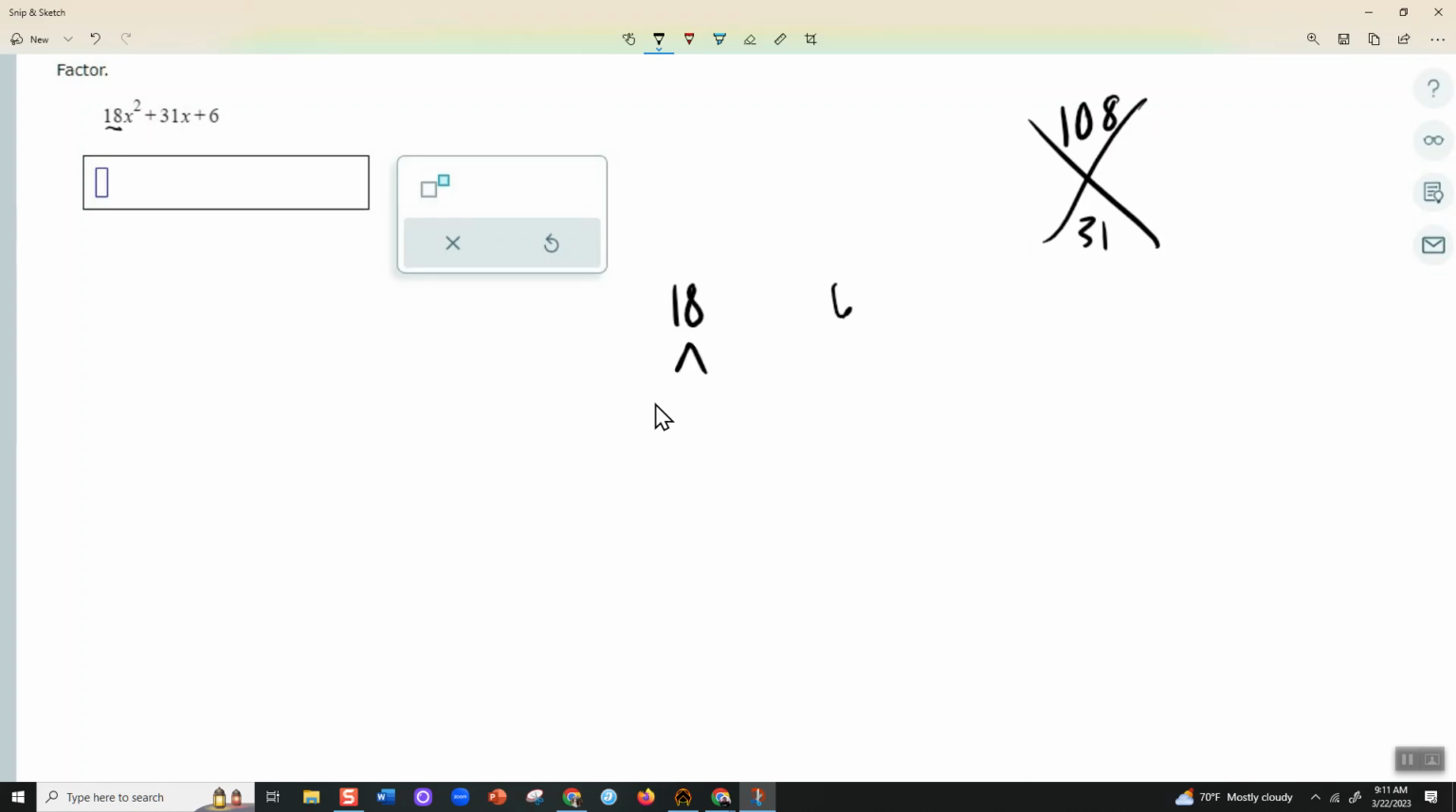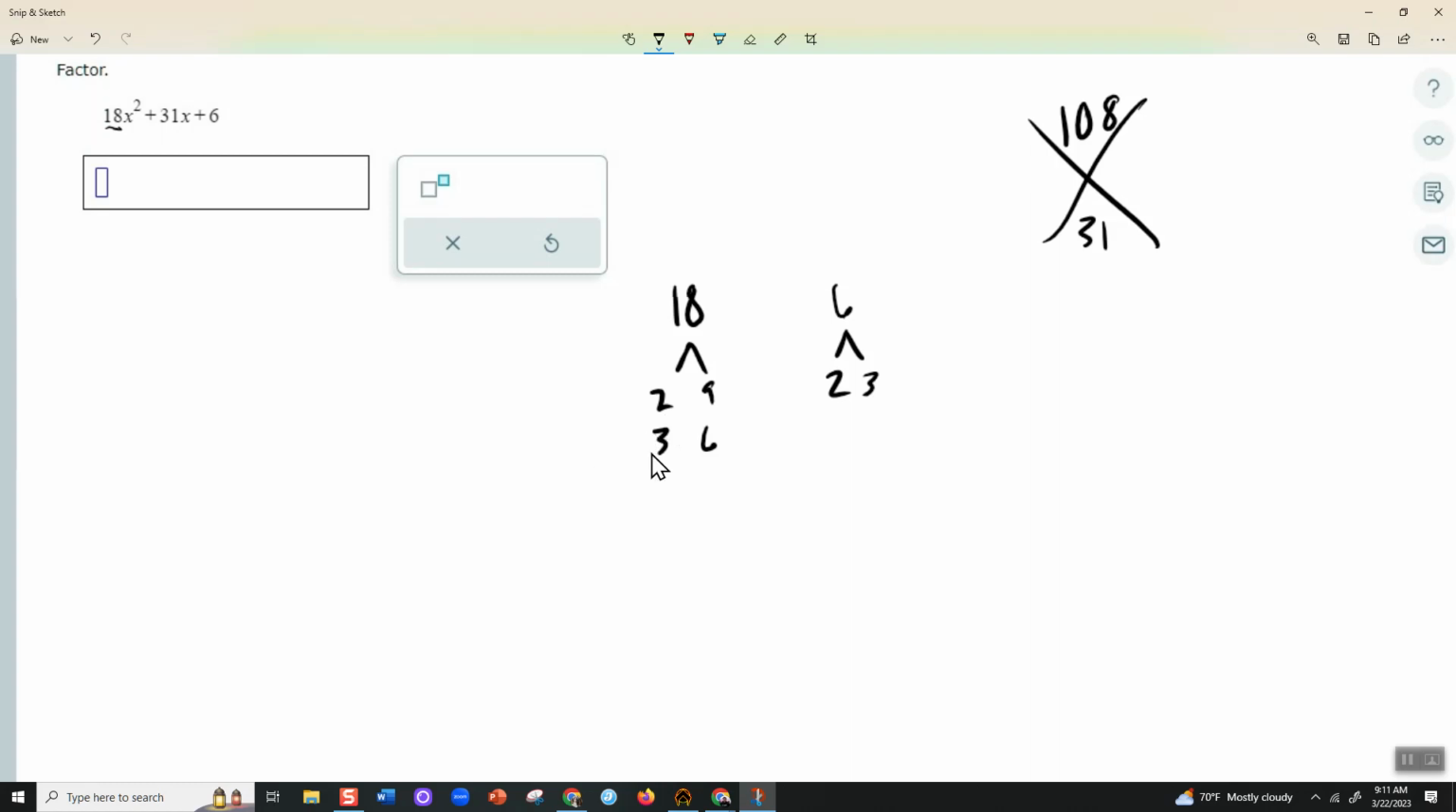The factors of 18 are either 2 and 9 or 3 and 6. This has got 2 and 3. We could also use 1 and 18 or 1 and 6. I doubt that's going to give me 31 though. So I'm going to try some other combination here.